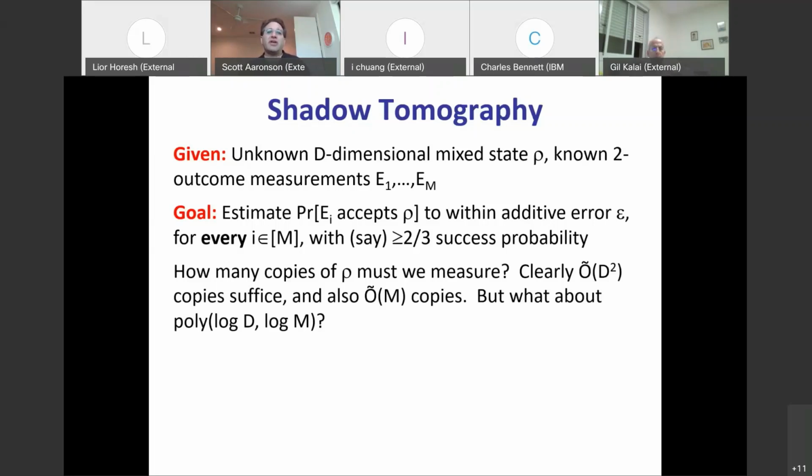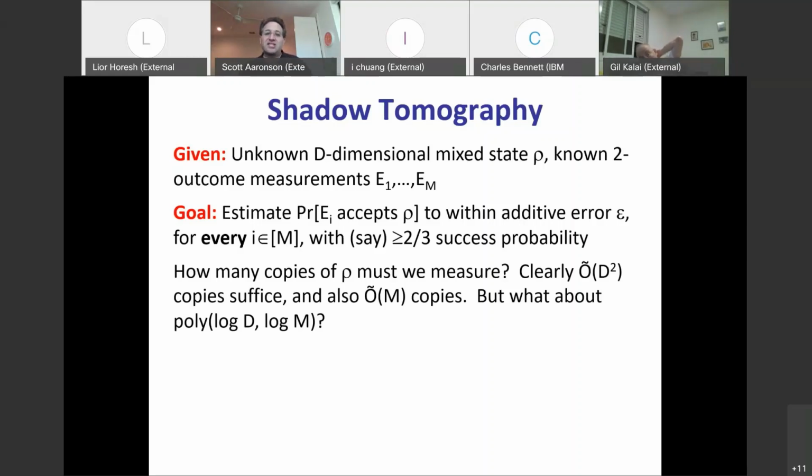So the question that I raised was, what if D and M are both exponentially large? As could very easily happen, right? We could be dealing with a state of n qubits, so that D is like 2 to the n power. And maybe we care about a very, very long list of measurements. For example, all accept or reject measurements that could be described using small quantum circuits, that could be implemented using a small number of 2 qubit gates.